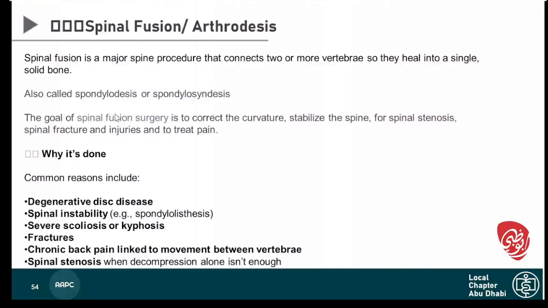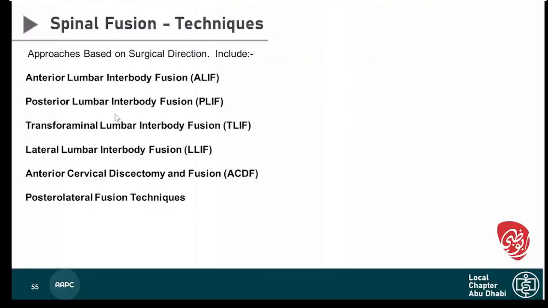Desis means fusion. Okay. The goal of spinal fusion surgery is to correct the curvature, stabilize the spine, and treat spinal stenosis, spinal fractures and injuries, and to treat the pain. So be careful while coding spinal fusion surgery. Then the main techniques used in spinal fusion are based on the approach. We have to select the technique.